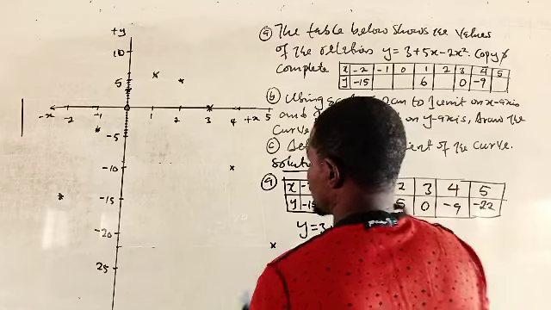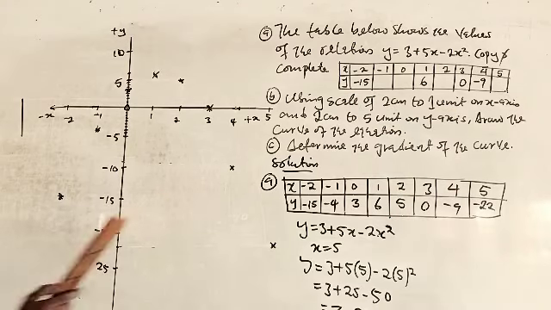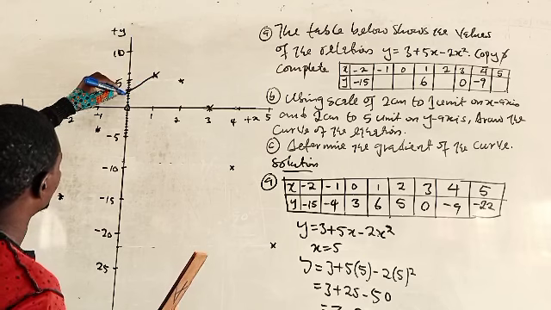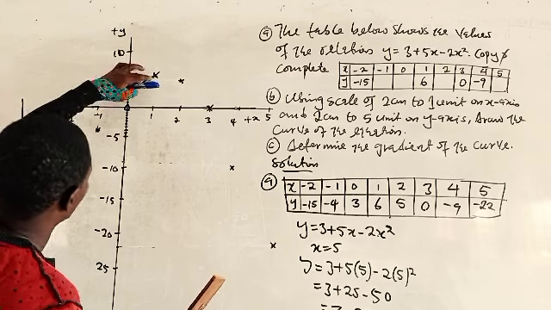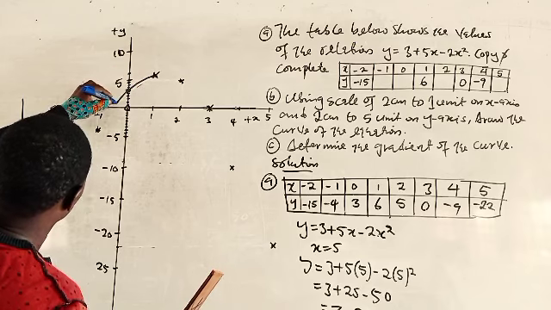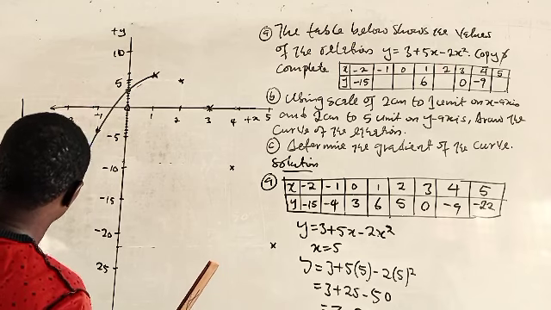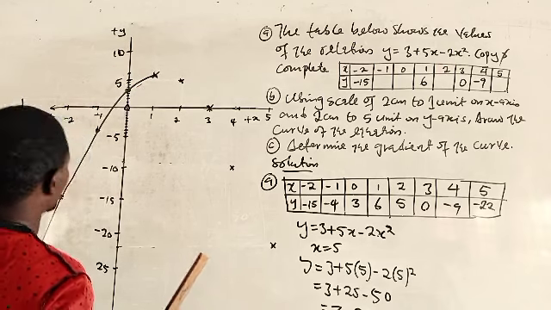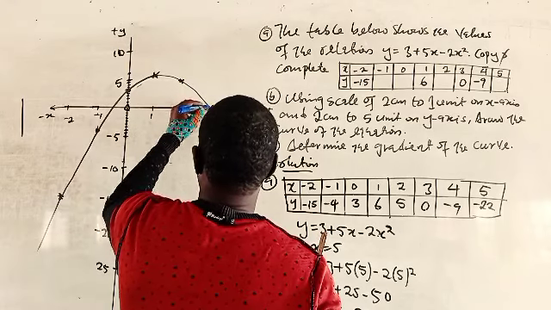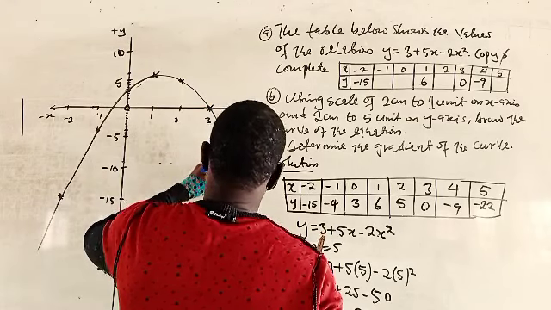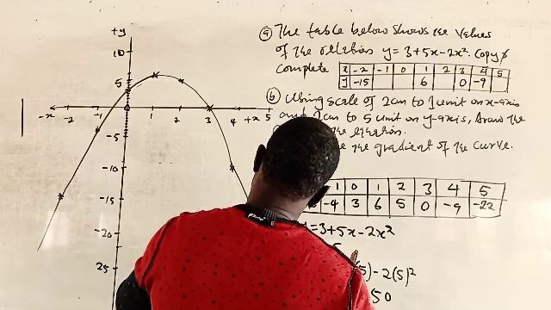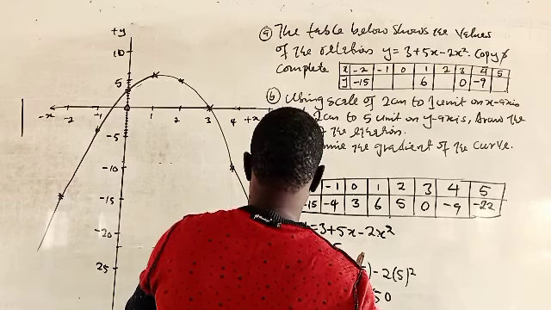From here, to draw a smooth curve that will connect all the points, starting from here to here. Starting from here to here to here to here to here. Coming from here to here to here, to here, to here.